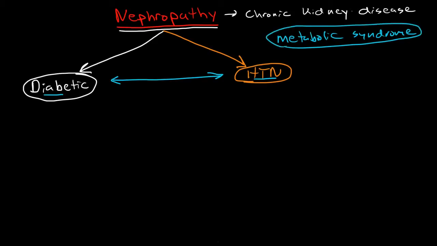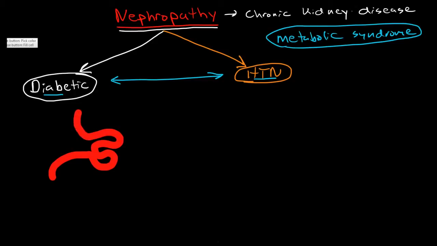Okay, with that being said, in this video I'm going to focus primarily on hypertensive nephropathy, and in the next video I will talk more specifically about diabetic nephropathy. So, hypertensive nephropathy. Well, before we get into it, I want to talk a little bit about the glomerulus itself. Now, remember, the glomerulus is made up of an afferent arteriole that comes into a small tuft of capillaries and then goes out an efferent arteriole.